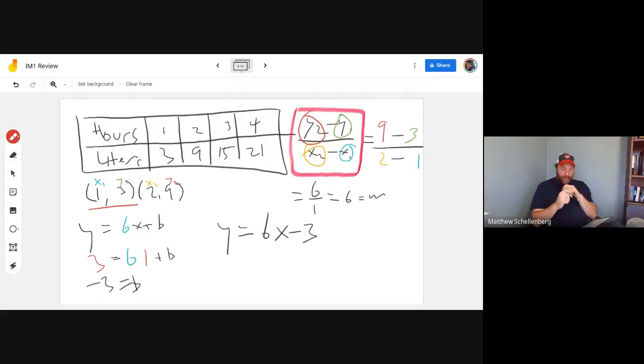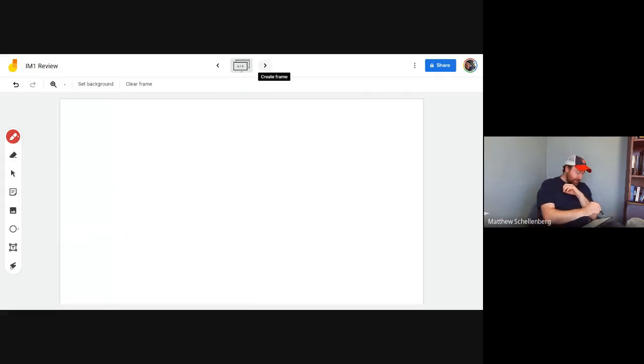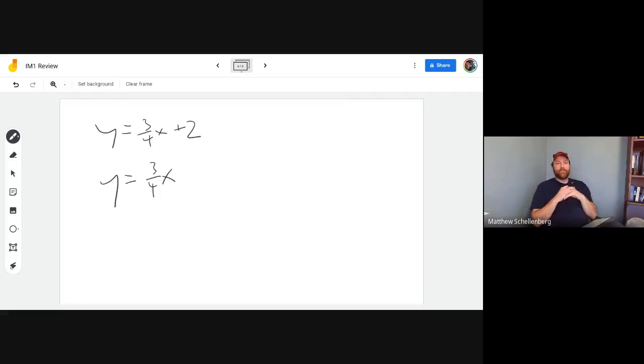Okay, let's talk about parallel and perpendicular lines. So let's say you have a line, y equals 3/4 x plus 2. And they want to know what's a parallel line. Why don't you try writing down a parallel line to this one. Go. All right, here's the answer. Any line that has 3/4 as its slope is going to be parallel to that other line. So the y-intercept doesn't really matter.